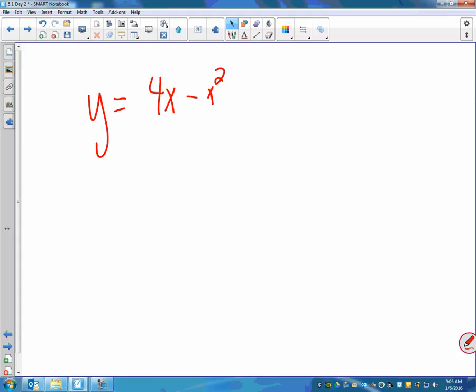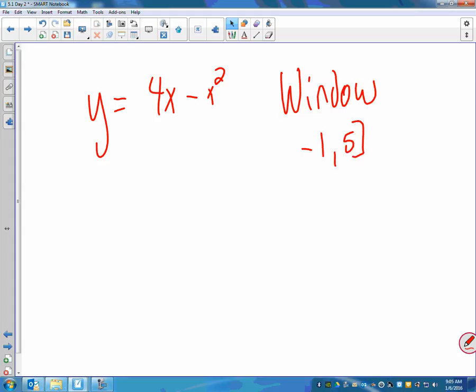Let's change our window. Let's change our window for our x. Let's go from -1 to 5. So your x min should be -1, and your x max should be 5. And for your y, let's go -1. And if you look at the graph, you should see what it looks like.